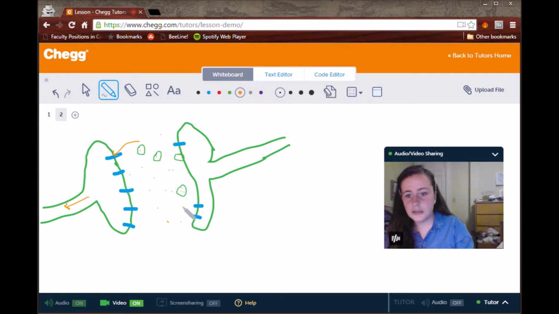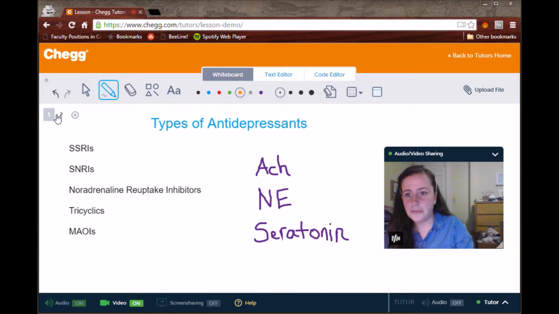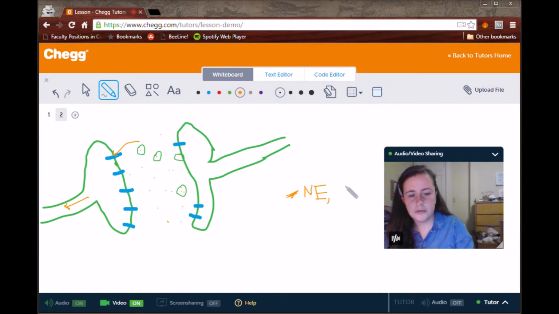Let's say that these orange dots, we'll make it norepinephrine. Or it's acetylcholine, or sorry, it's definitely not acetylcholine, but maybe it's norepinephrine, maybe it's serotonin, which we'll here just put as 5-HT, which is the abbreviation for serotonin. Okay.